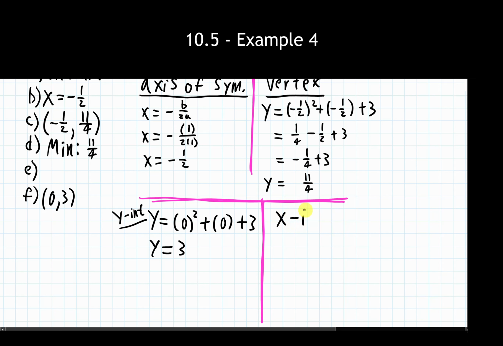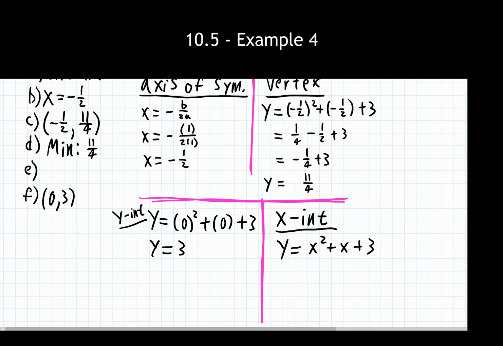Cool. Now let's take a look at the x-intercept. I'm looking at this thing thinking, all right, can I factor this problem at all? I'm starting with y equals x squared plus x plus 3. I'm looking for two numbers that multiply to give me 3 and add together to give me 1. The only numbers that multiply to give me 3 are 1 and 3. Those two, when added together, give me 4. So I can't use factoring to find this thing.